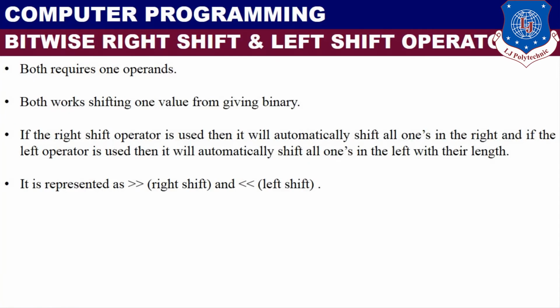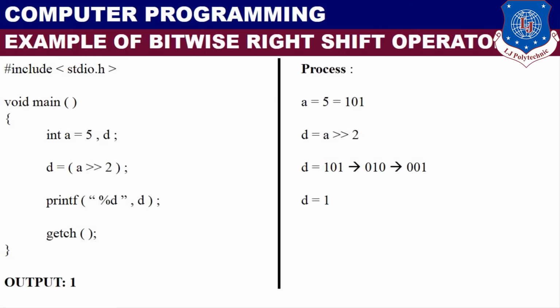Now let's understand the remaining 2 operators, shift right and shift left, or you can say right shift operator and left shift operator. Both operators require one operand, and both work by shifting the given binary value. If it is right, it will shift to the right side, and if it is left, it will shift to the left side. They are denoted by different signs, 2 times greater than and 2 times less than. Let's understand both operators in a single program.